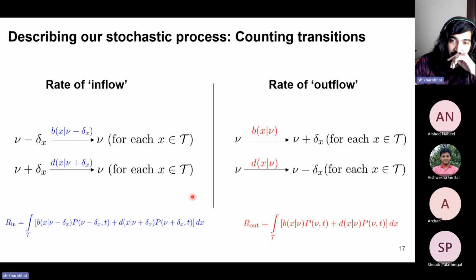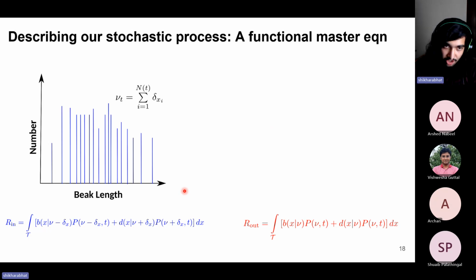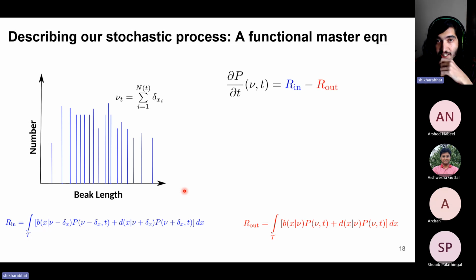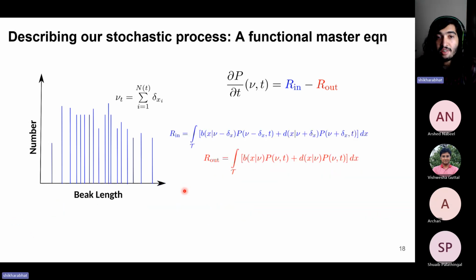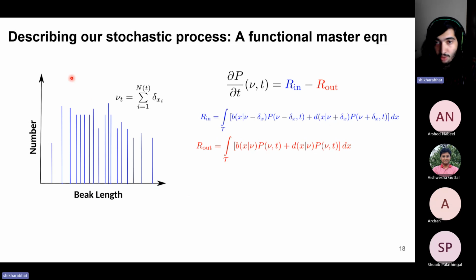Okay, we have rate of inflow, rate of outflow. And because we assumed that the population transitions in units of one individual at a time, these are the only possible transitions that we can have. Right? If we had some other transition, the transition rate must be 0 because of our assumption. We can now go back to our population nu and calculate how dP/dt changes. We said that dP/dt should be the rate of inflow minus the rate of outflow. And we have now calculated the rate of inflow and rate of outflow by counting transitions.